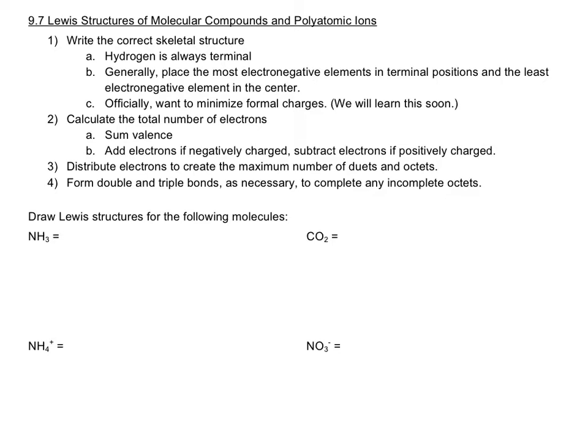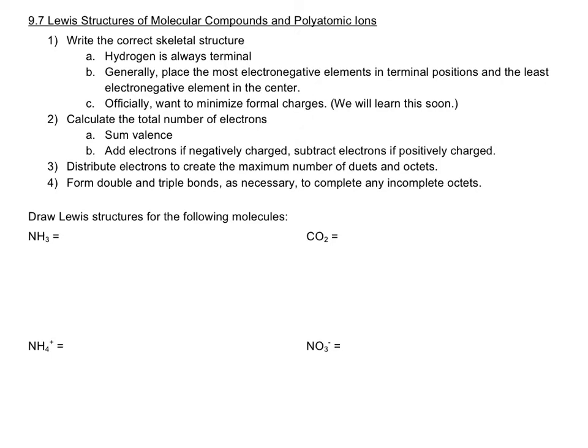After you've figured out the skeletal structure, you're going to calculate the total number of valence electrons. If you have a negative charge, you're going to have to add an extra electron for that. And if you have a positive charge, you'll have to subtract electrons for that. So the valence electrons would just give you a neutral atom, but if you have a polyatomic ion, you're going to have to either add or subtract to take care of that.